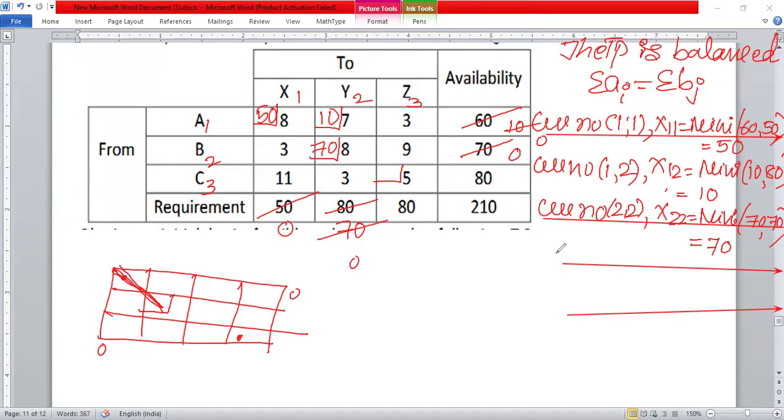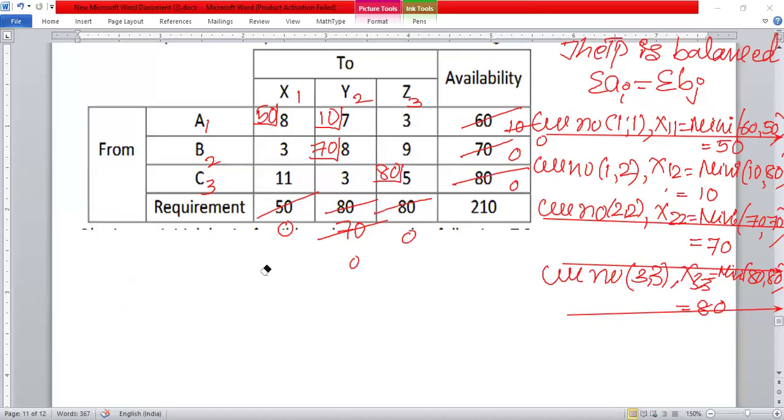So cell number 3, 3: x33 is equal to minimum of 80, 80. So minimum is equal to 80. Yes, the same number is already there, so 80 is equal to 80. This is also 0, this is also 0. As noted in this question, very important: in the last part, obviously, the same number comes, but here it came in the middle. So we'll move on to diagonal.